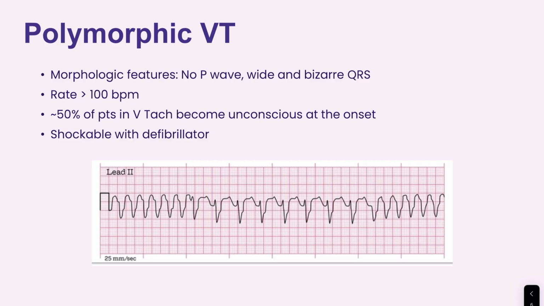Versus polymorphic, same sort of things, but our shape changes. These guys here don't look like those guys over there. So because of the changing shape, we call it polymorphic, multiple different morphologies, polymorphic ventricular tachycardia.